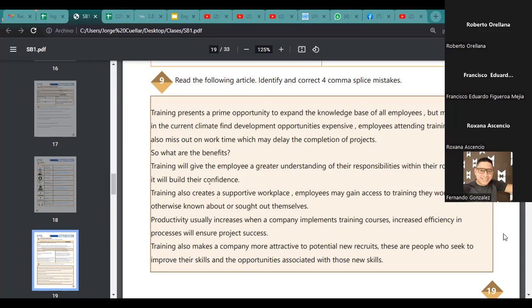Let's check some vocabulary, my friends. Let's see. It says current climate. What is climate in this context? Like atmosphere or environment? Very good. The environment of work. Very good. And what is miss out? I don't know, it is to lose something, when you don't have enough of something or you still need more time on something, all right?